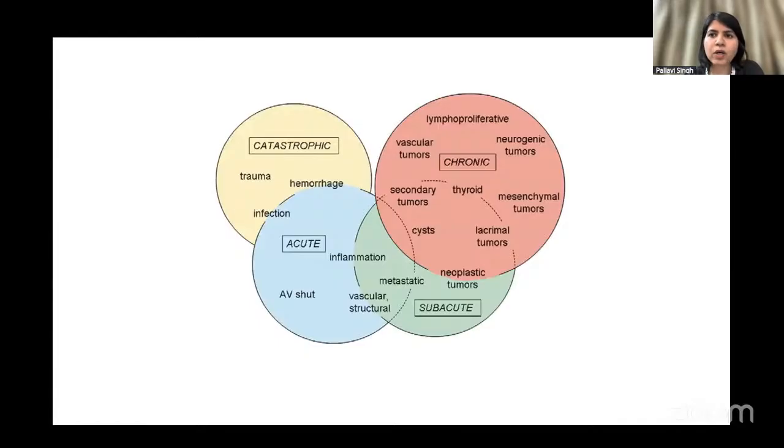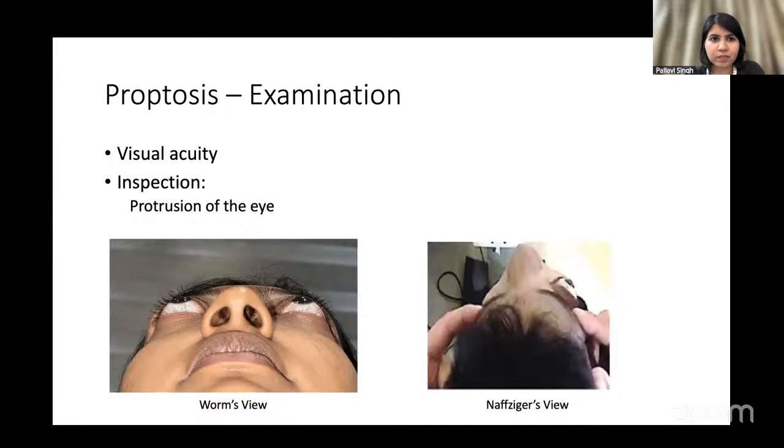Again, when we talked about onset, if you have a catastrophic onset, which means within minutes to hours, or an acute, subacute or chronic onset of these diseases, what are the possible differential diagnoses that might be? You can go ahead and take a screenshot of this. Now, coming to examination. So again, proceeding in a systematic manner. First of all, of course, you would like to check the visual acuity of the patient. You would like to see whether the vision is okay or if the vision is reduced.